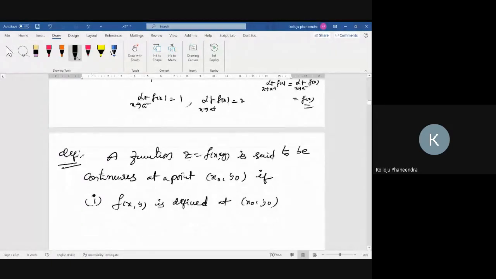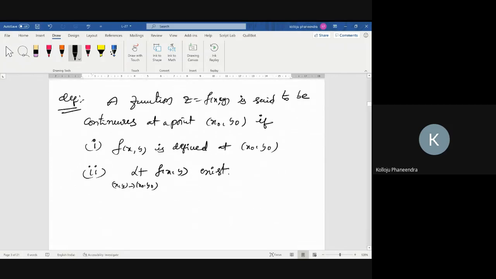And the second condition: the limit of f of x comma y as x comma y tends to x0, y0 must exist. The limit value must exist. Second condition, limit value exists. And what is the third one? Both must be the same. That means the limit as x comma y tends to x naught y naught of f of x y must be equal to f of x naught y naught. This is the main part.